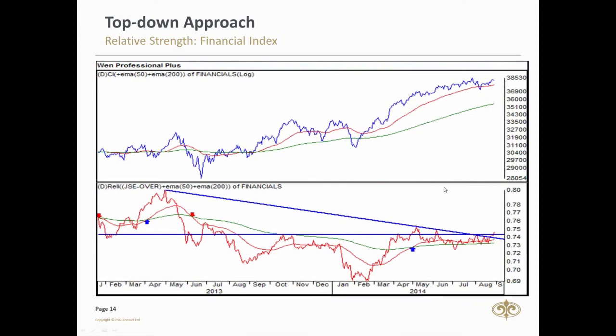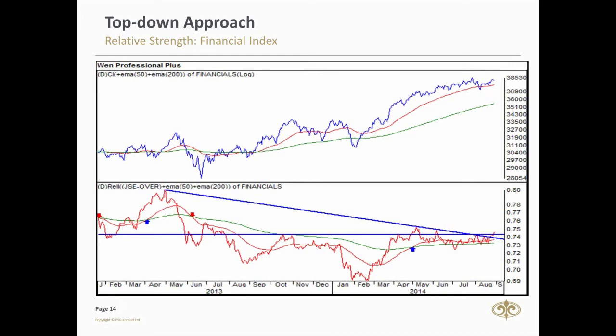Here's the financial sector. So the top half of the graph shows you the JSE financial sector. It's above those moving averages. The green line is a 200-day moving average, and the red is your 50-day. So you can see it's above it, so the trend is bullish. Okay, that's the first criteria met.